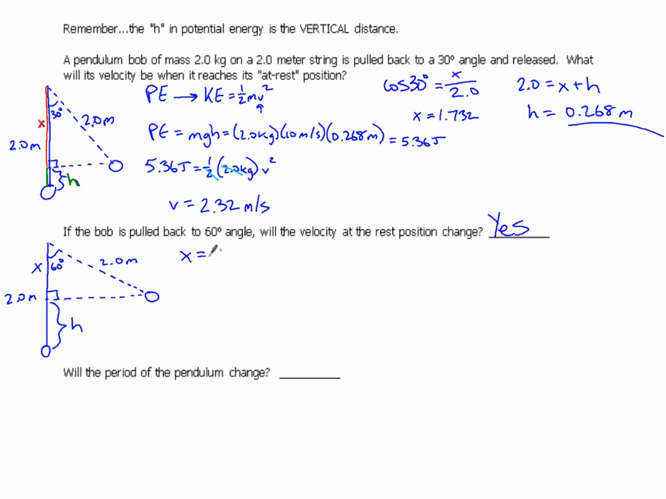So X equals 2.0 times the cosine of 60 degrees. The adjacent side, we're using cosine. So X equals 1. The whole thing is 2 meters, which means H equals 1.